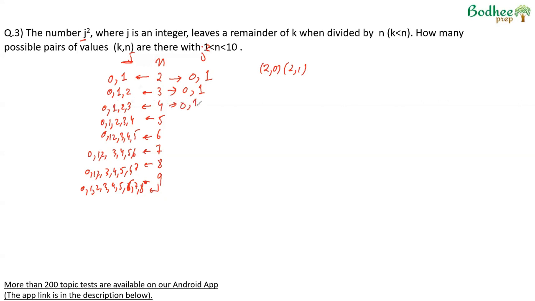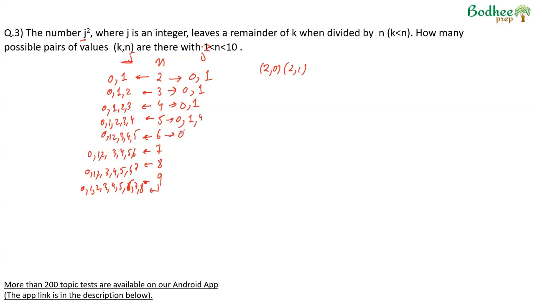With 4, 0 square is 0. 1 square divided by 4 is 1. 2 square divided by 4 is divisible. 3 square, 9 divided by 4 is the remainder of 1. With 5, 0 square is 0. 1 square is 1. 2 square is 4 divided by 5, remainder 4. 3 square is 9. 9 by 5, remainder 4. 4 square is 16. 16 by 5, remainder 1, which is already there.